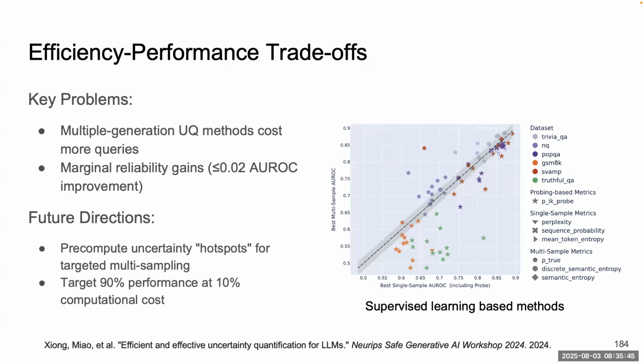You can think of it like this area has many more dots than the upper area. But also you can find that under high AUROC performances, maybe these two methods are not really differentiable anymore. So that sort of indicates that the single sample methods are enough.